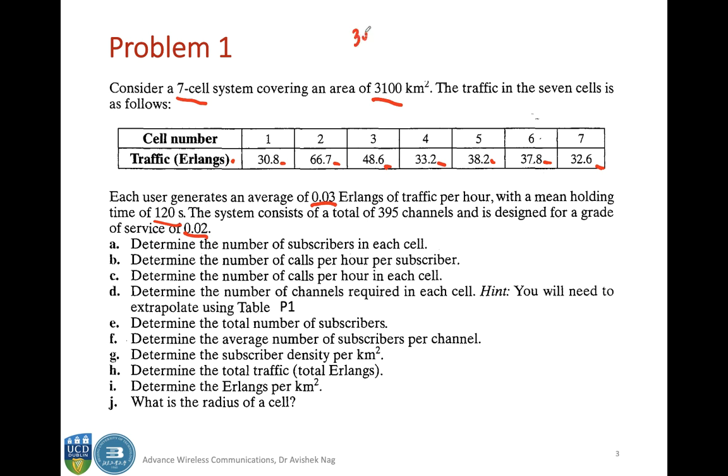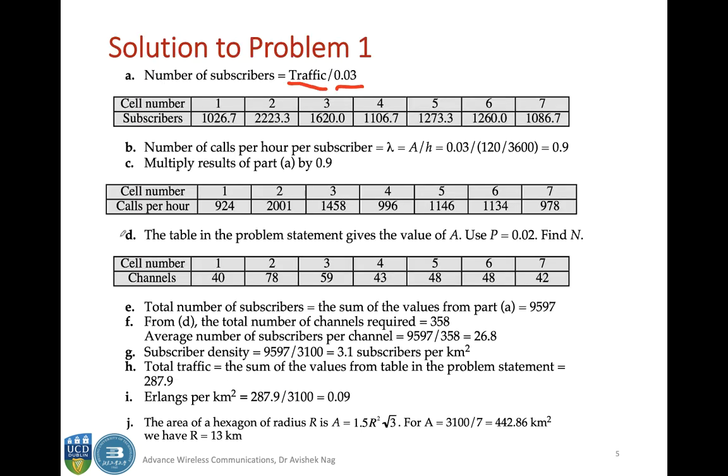So 30.8 is the traffic in Erlangs for the first cell. If you divide this number by 0.03, then you will get roughly 1026. Similarly you can calculate for the next cell and so on, and then you can get all the values that you require for your part A, determine the number of subscribers in each cell. So we have these numbers.